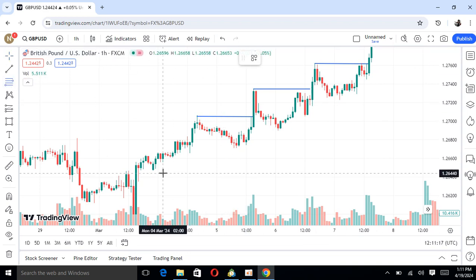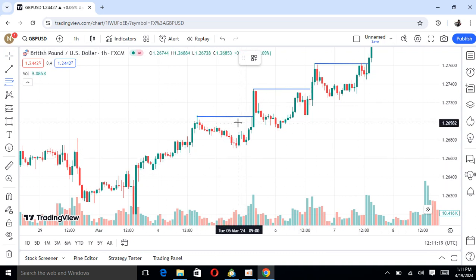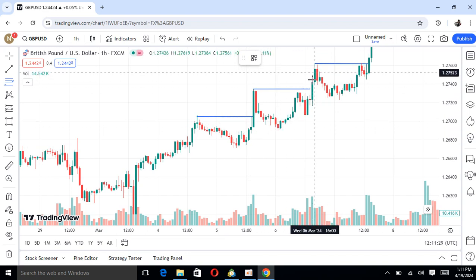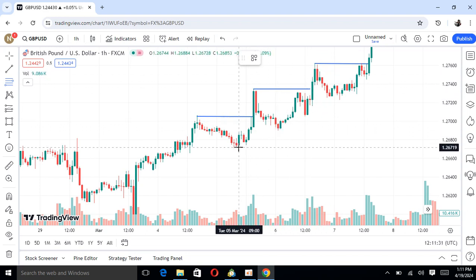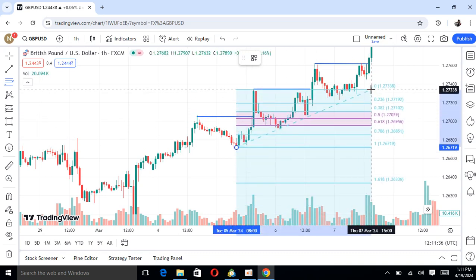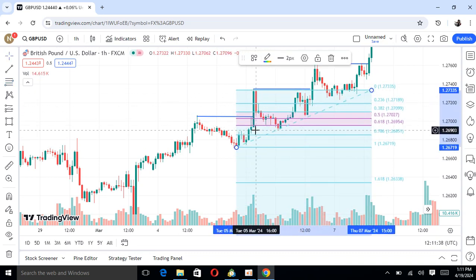All right, this is the Fibonacci retracement tool. Now this is clearly our higher low here, higher high. So let's draw our Fibonacci from this higher low to the higher high.